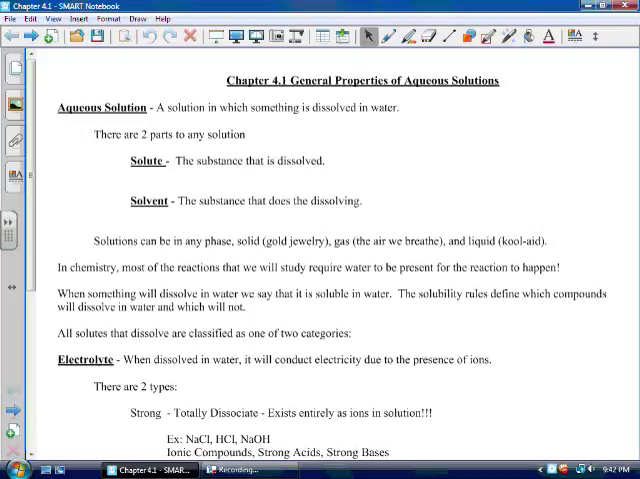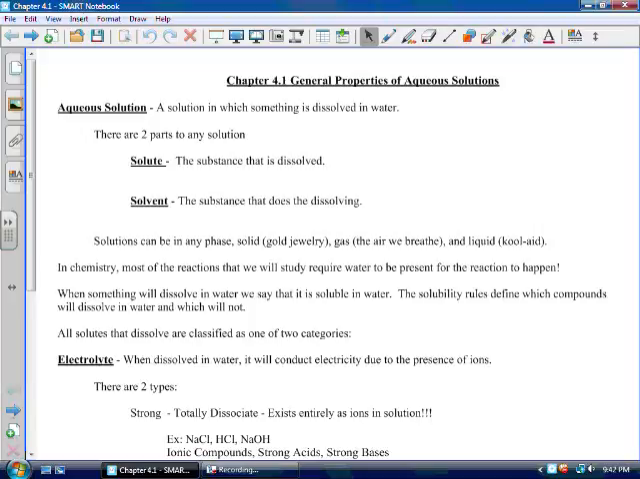Obviously, in the solution phase, or the liquid phase, which is the one we're all familiar with, Kool-Aid would be an example. If you've ever made Kool-Aid, you take the Kool-Aid pack, you take the sugar, the water, you mix it together, and you make a solution that way. So in chemistry, we talk often about things being dissolved in water.